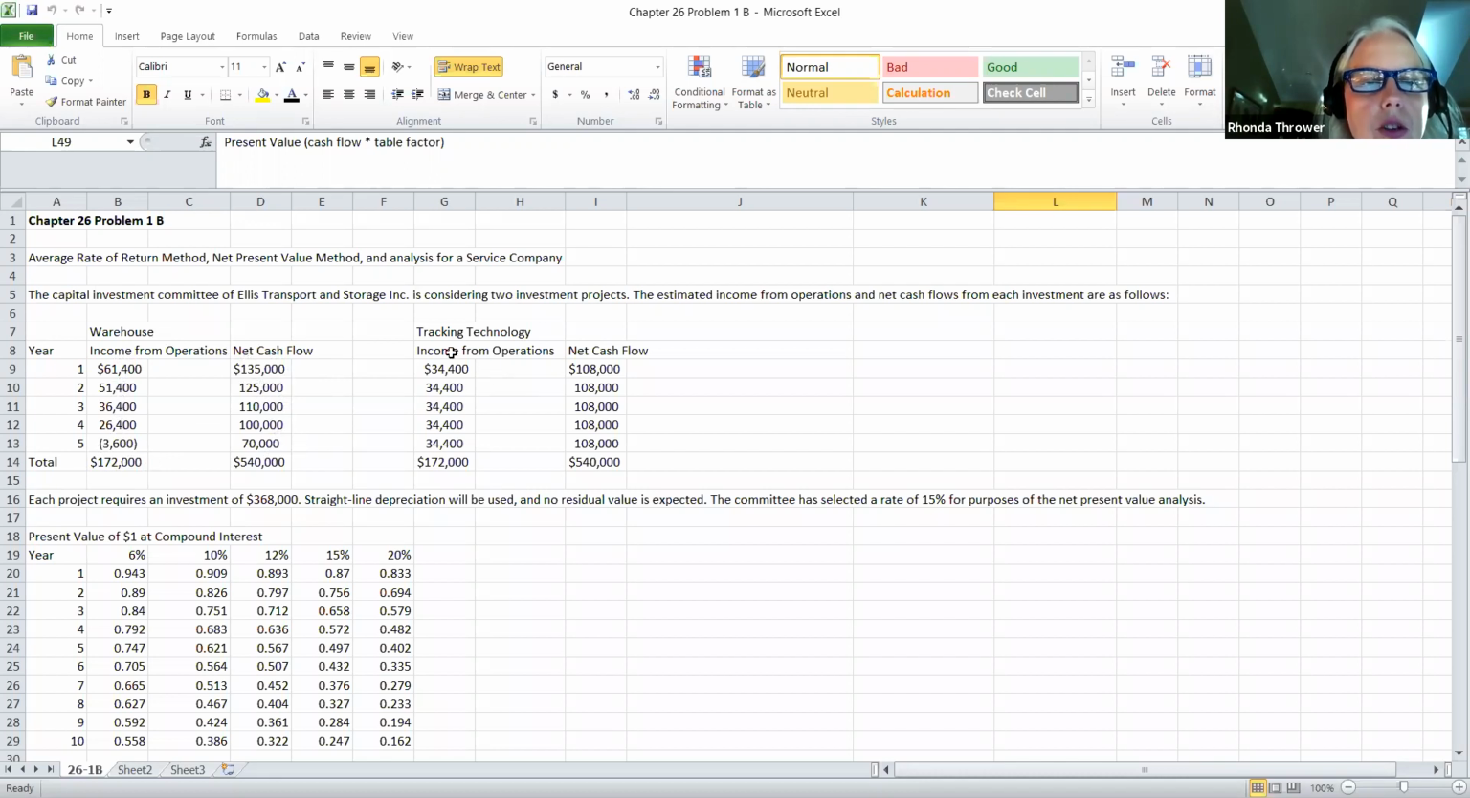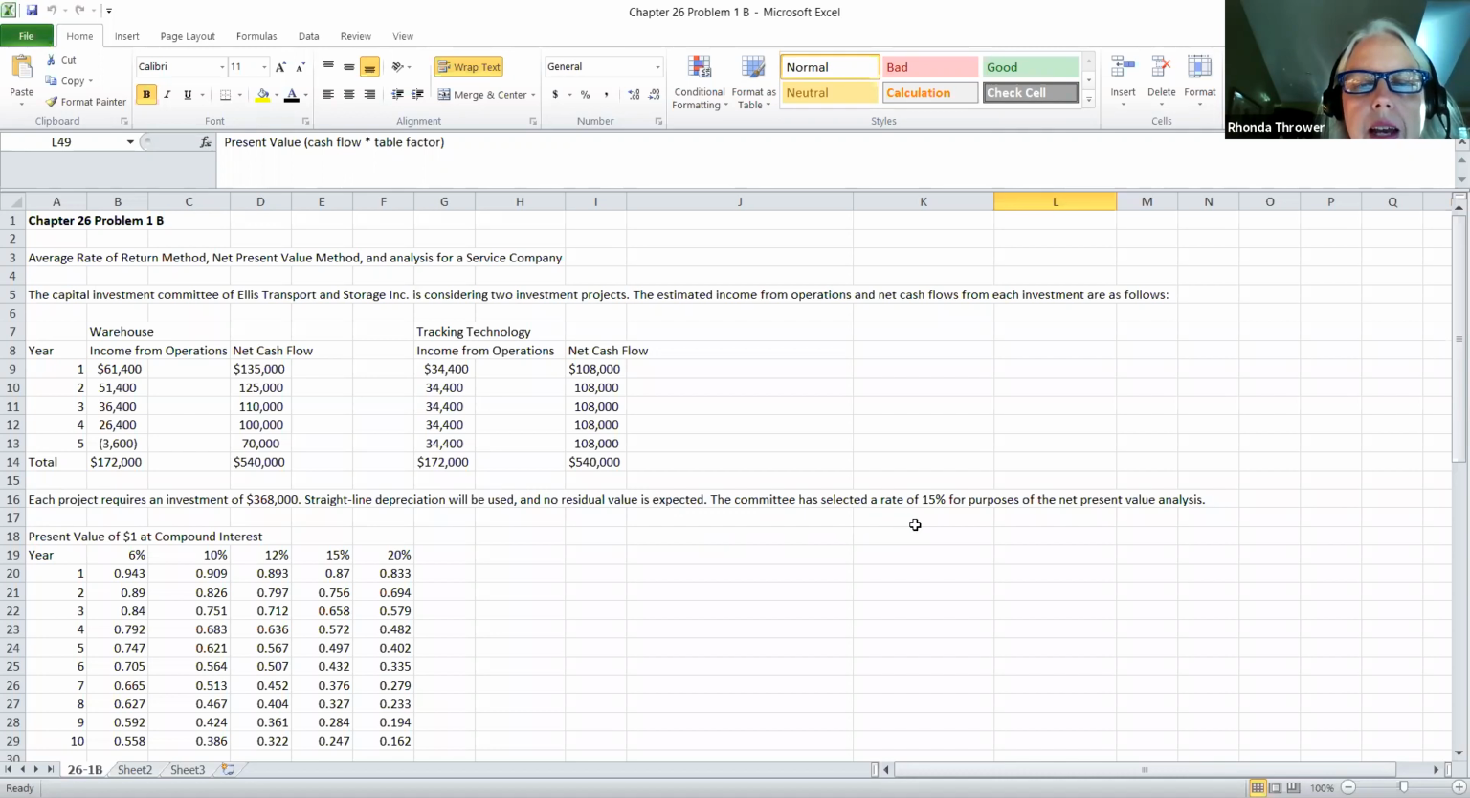For tracking technology, they've listed the income from operations for the 5 years, and they've also listed cash flow for the 5 years. Each one of these projects is going to require an investment of $368,000. So the warehouse is going to require an investment of $368,000, and the tracking technology is also going to require an investment of $368,000. Straight line depreciation will be used, and there's no residual value expected.